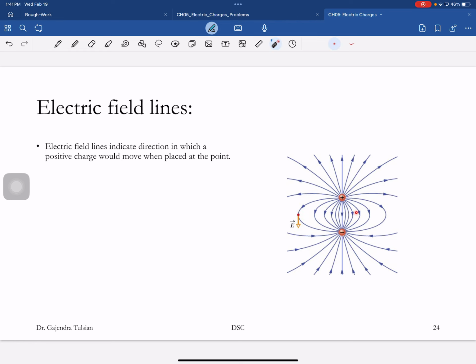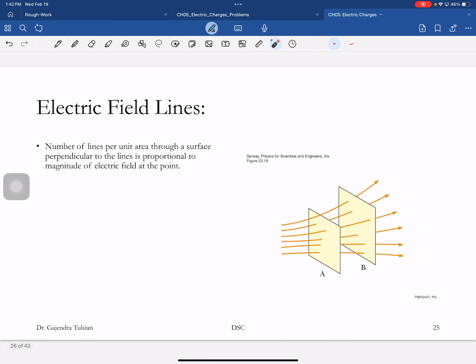Okay, so here's a dipole, a positive charge and a negative charge. At this point, the electric field is tangent to that. Again, we will plot this in a lab, I guess. So at this point, the electric field is like this. At this point, the electric field is like that. Electric field lines indicate the direction in which a positive charge would move when placed at the point. So let's say these are field lines created by some charge distribution.